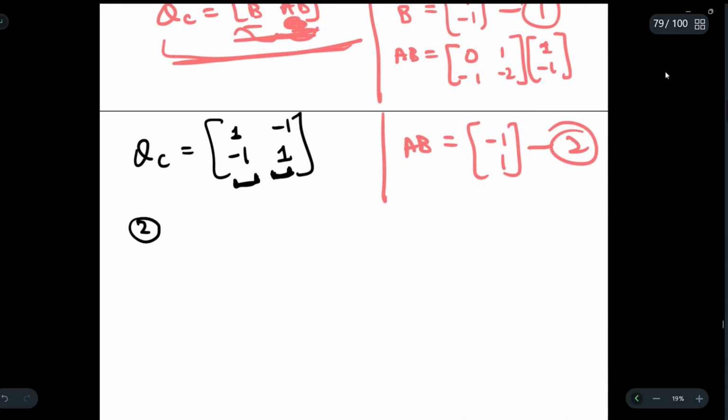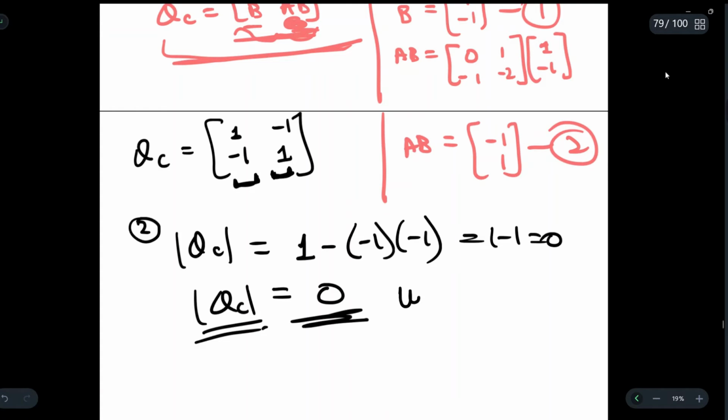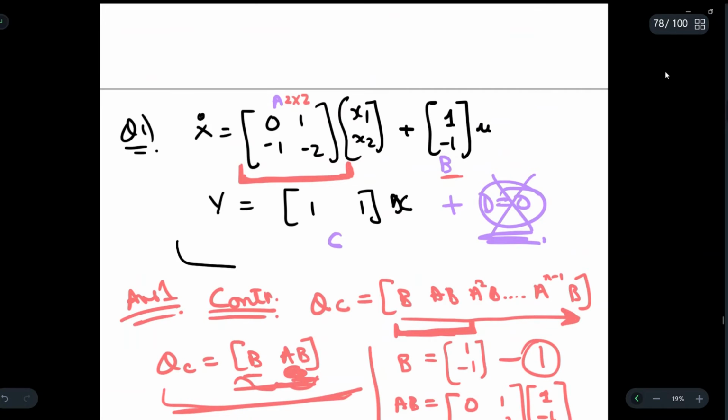That is, now we will find out the determinant. On doing so, you will get 1 minus of minus 1 into minus 1. On doing so, you will get 0. That is, you will get 1 minus 1, which will come out to be 0. So as we had explained earlier, if the determinant of the matrix QC comes out to be 0, then it is uncontrollable. So this particular system over here is uncontrollable. So now what we will do is we will find out the observability.